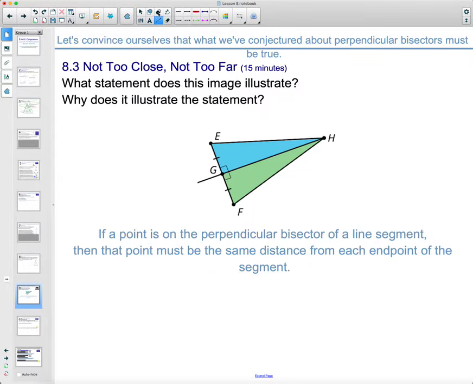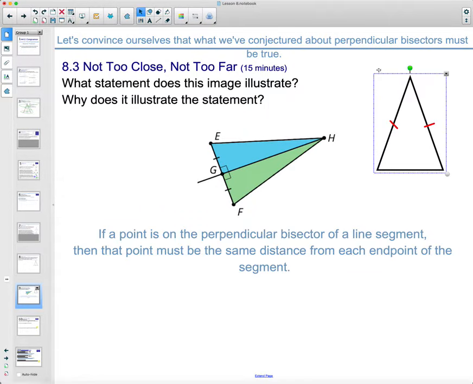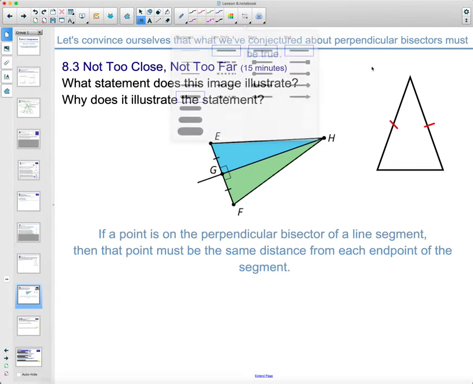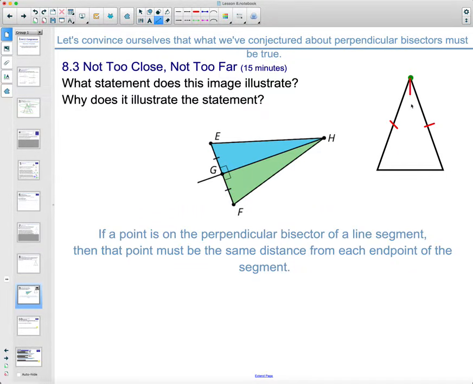So how is this different than the last one that we had? The last one was if a point is equidistant from the endpoints, then that point has to be on the perpendicular bisector. So if we've got this point equidistant from these two, then that point has to be on the perpendicular bisector.